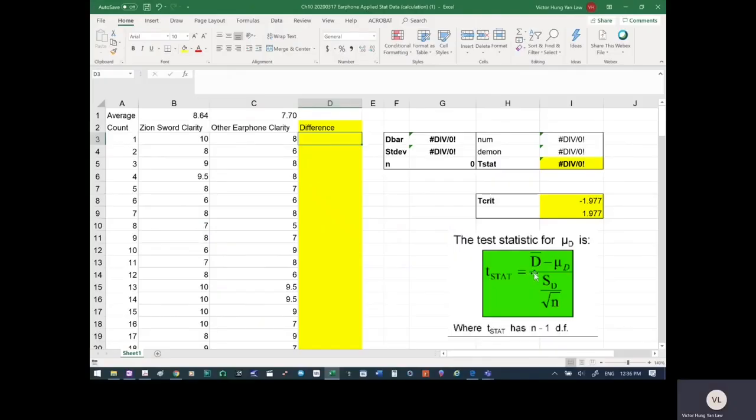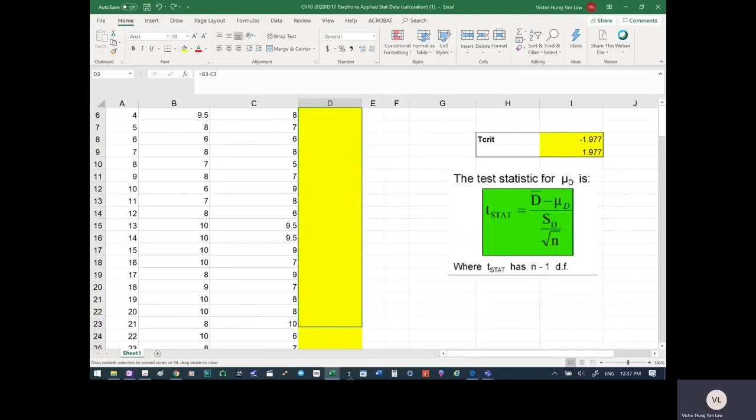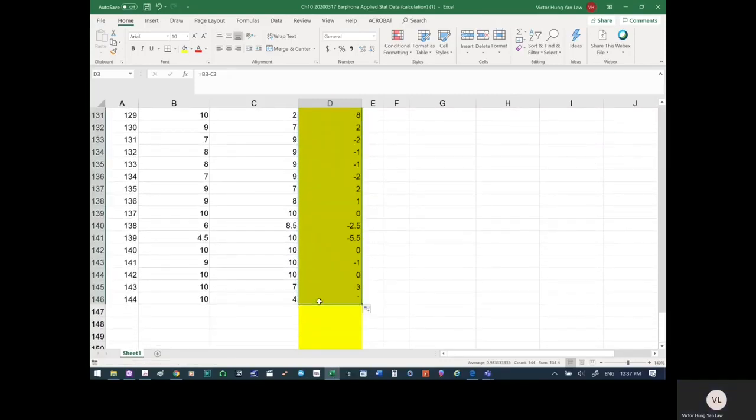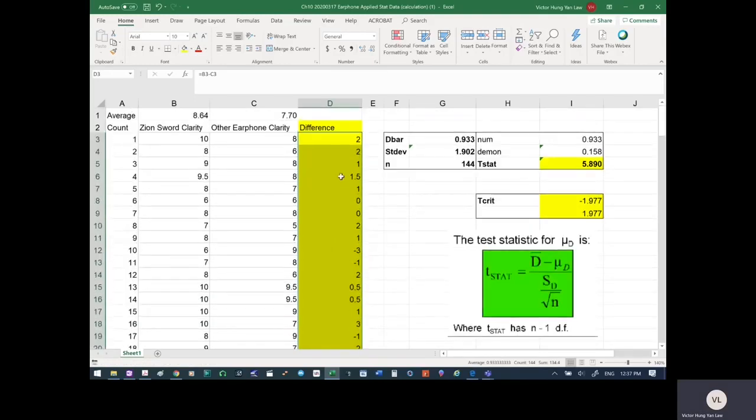To calculate d bar, the average of the difference, we first need to calculate the difference for each person. For person 1, we have B3 minus C3. So we calculate the difference for the first person, and then we need the difference for each person, so we replicate this formula. How we replicate it: at the bottom right corner you see the black cross. You hold it and drag it down, and Excel will calculate the difference for each person.